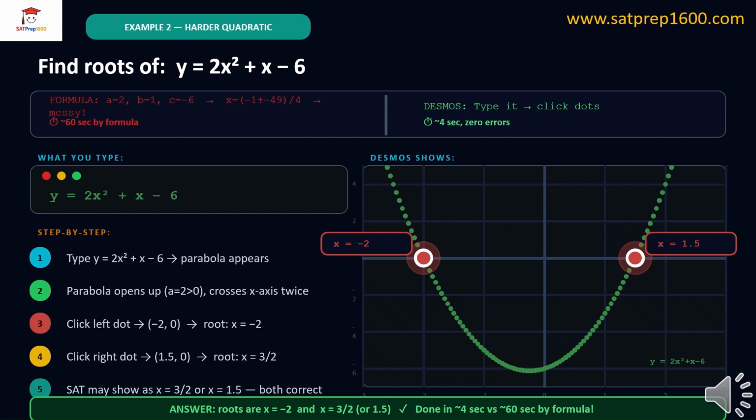Desmos? Same exact move. Type y equals 2x squared plus x minus 6. Click the left at negative 2. Click the right at 1.5, which is 3 halves. Heads up, the SAT might want 3 halves or 1.5. Both are correct. Type whichever the answer box accepts. 4 seconds versus 60. Every single time.